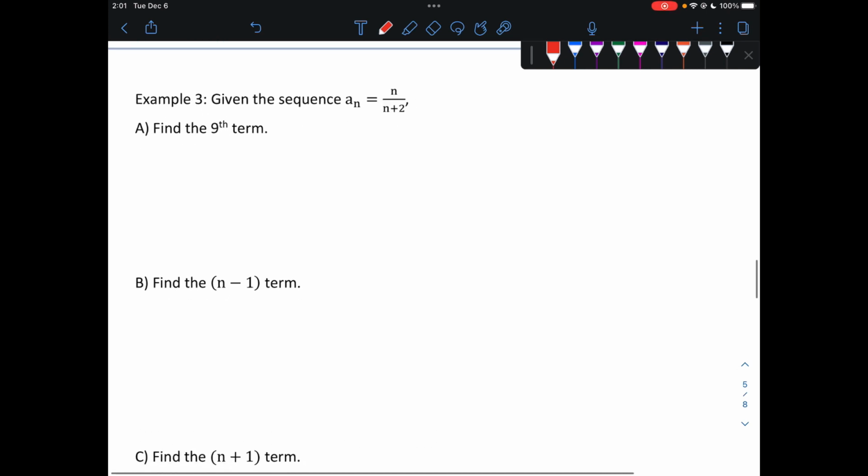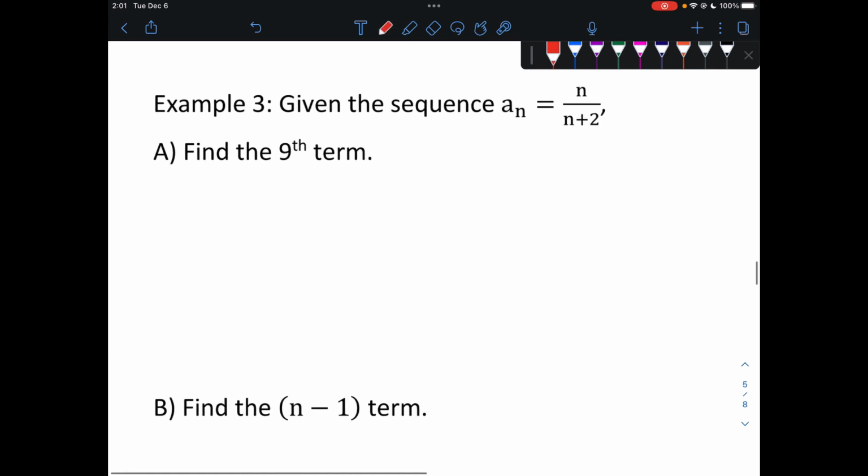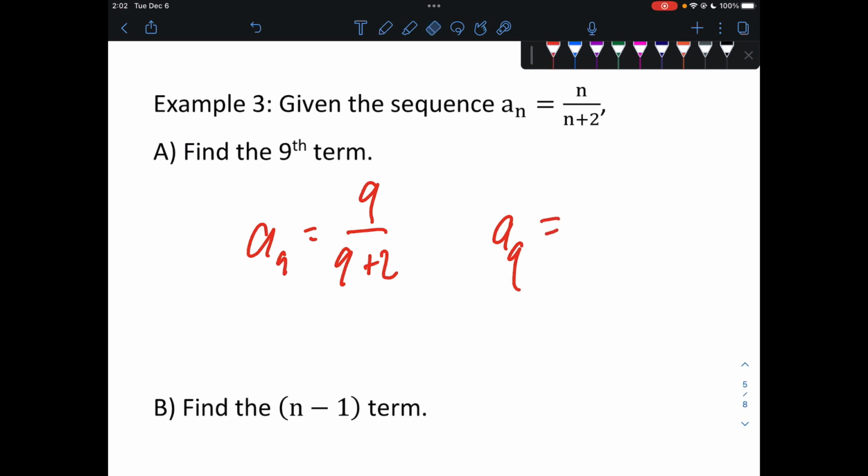Example 3, given this sequence, a sub n here, find the ninth term, the n minus first term, and the n plus first term. So for the ninth term, we're going to write a sub 9 equals 9 over 9 plus 2. So a sub 9, looks like a Q, doesn't it? It's a 9. A sub 9 equals 9 over 11.